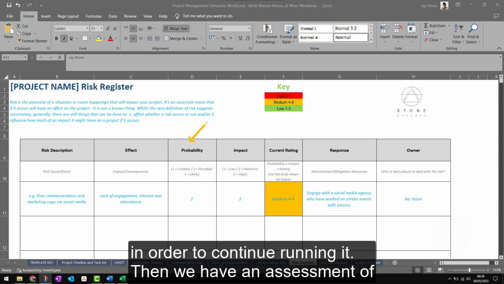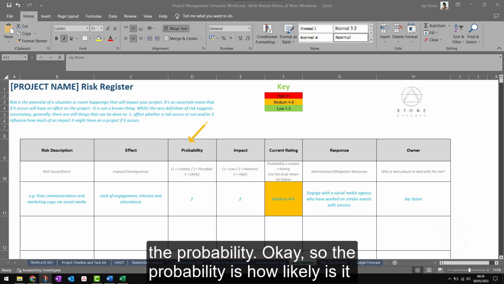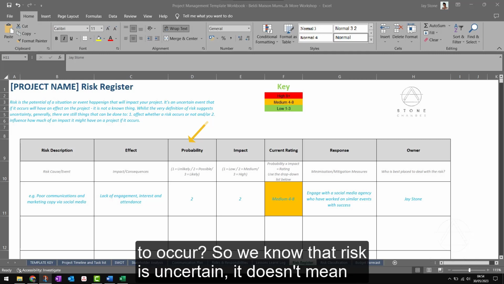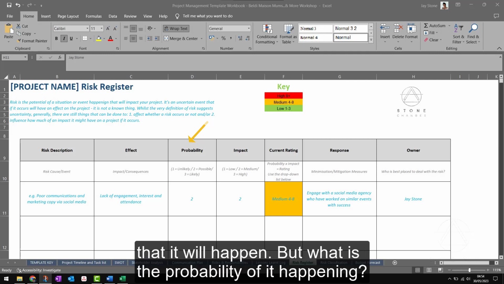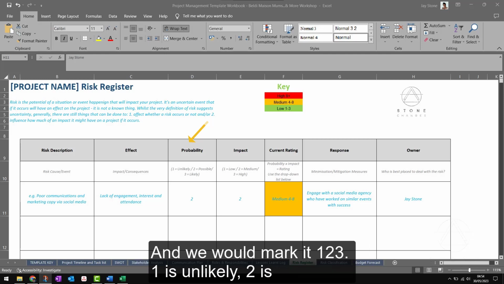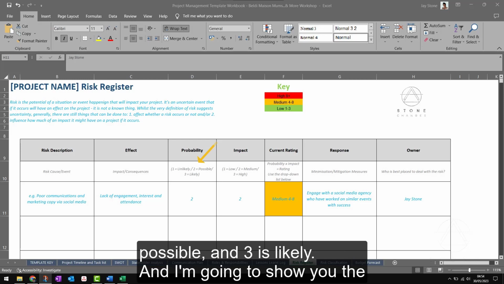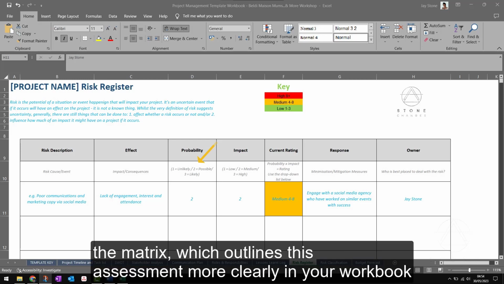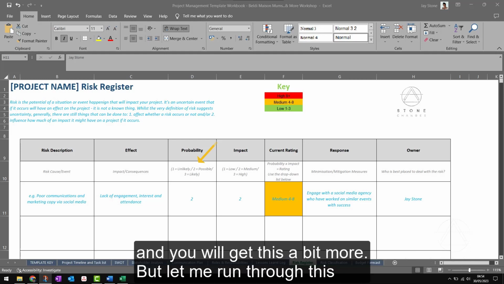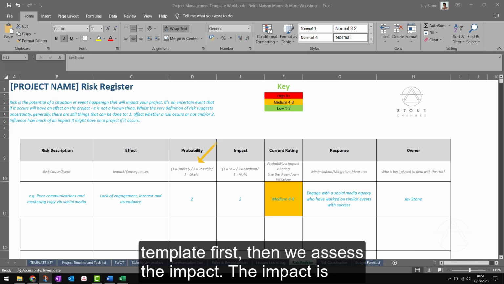Then we have an assessment of the probability. Okay, so the probability is how likely is it to occur? So we know that risk is uncertain. It doesn't mean that it will happen, but what is the probability of it happening? And we would mark it 1 to 3. Okay, 1 is unlikely, 2 is possible, and 3 is likely. And I'm going to show you the matrix which outlines this assessment more clearly, and you will get this a bit more. But let me run through this template first.